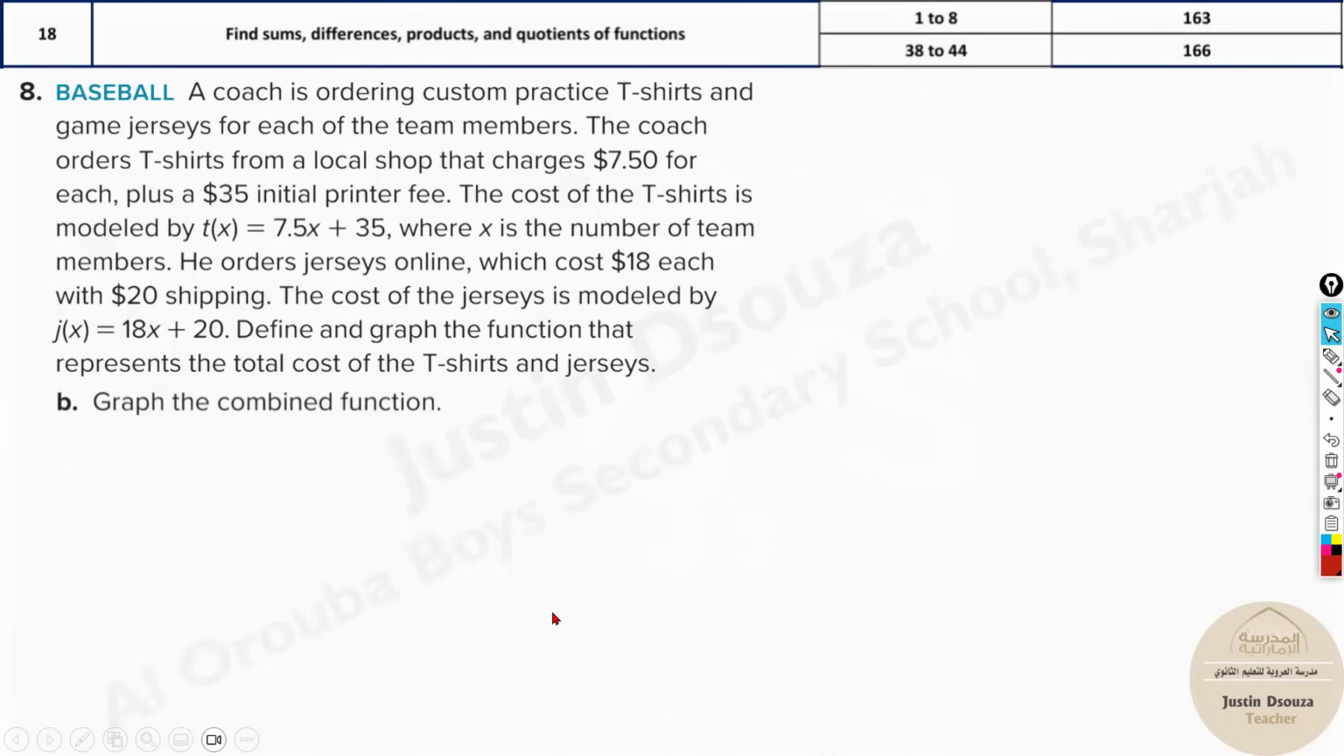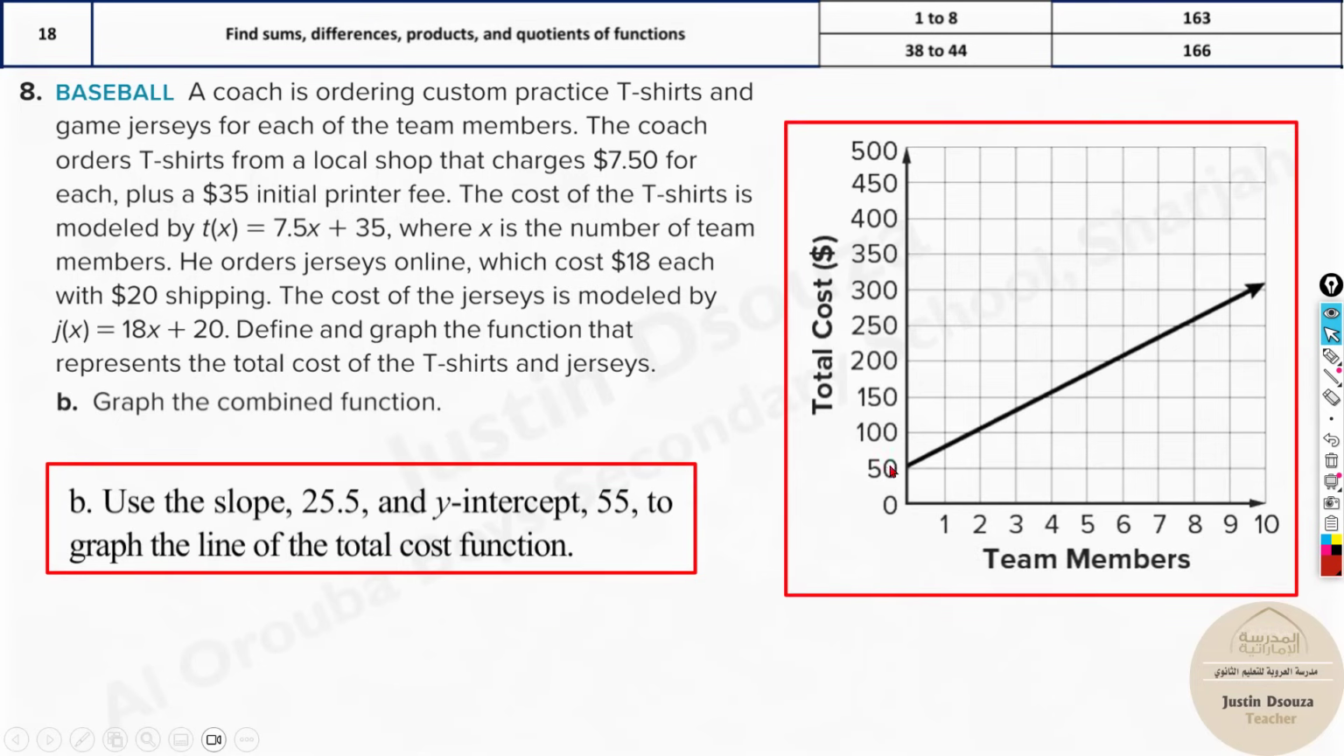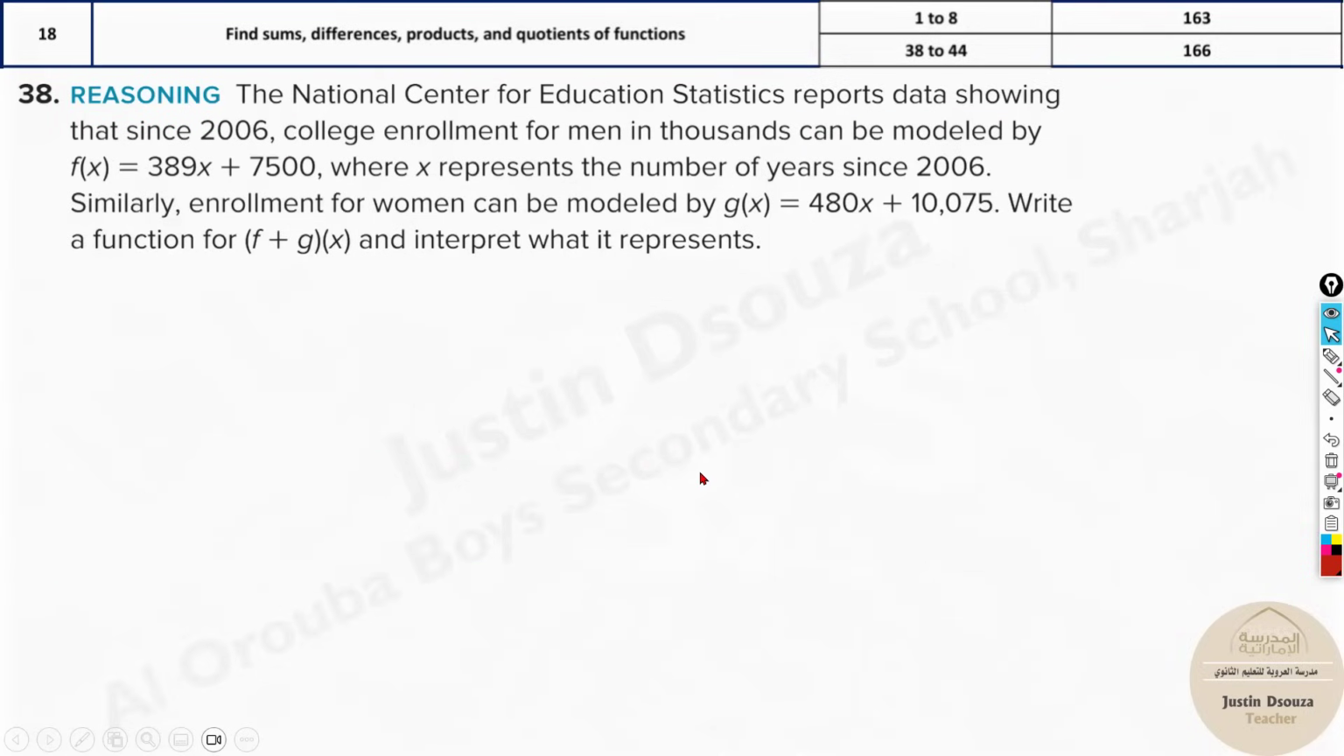And now you graph it just like we did it. So the intercept is 55 and there is 25.5 depending on the number of people, team members. Now the scale you can keep as 0 to 10, and you can give the jump of 1 only. And over here, take a reasonable scale. 50, 100 is much better because it's at 55 over here.